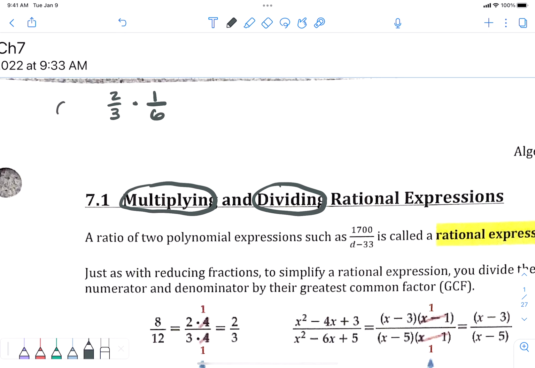Now, this is an example. I'm just making this up. Eventually, later on, we're going to be doing this with x's involved. So it does get a little bit harder than this. But my question is, 7-1 is multiplying and dividing, okay?